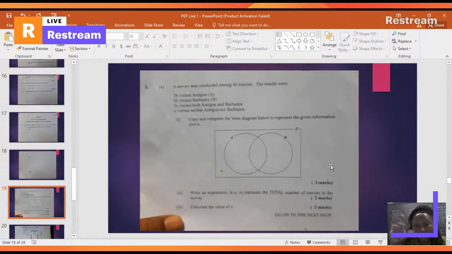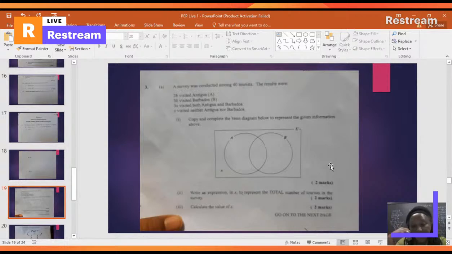For A only, the part of A that does not include the intersection would be 28 minus 3x. That's what we're going to put there. And for B only, it would be 30 minus the intersection, 30 minus 3x. On the outside of the circles, but inside the rectangle of the Venn diagram, we're going to put x because x visited neither Antigua nor Barbados. So those are tourists still, but they just did not go to Antigua or Barbados.